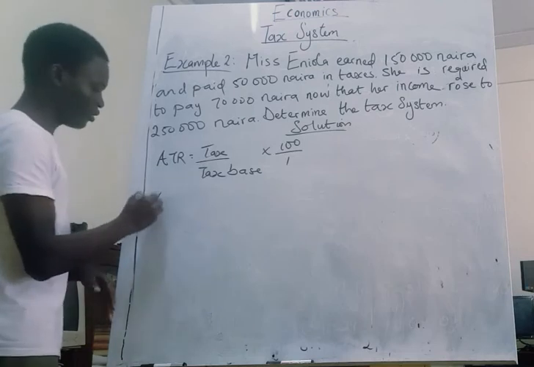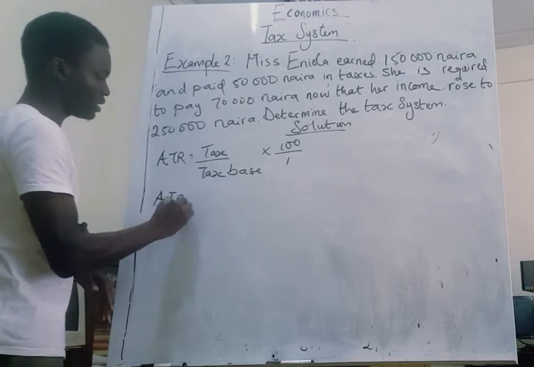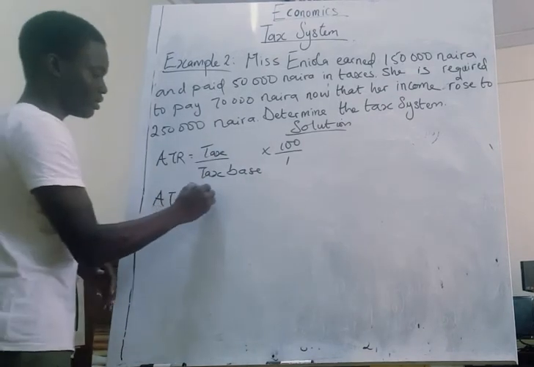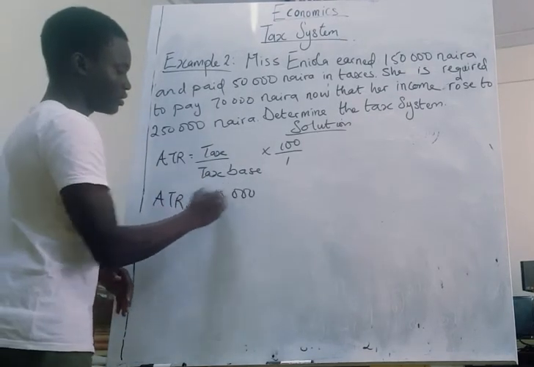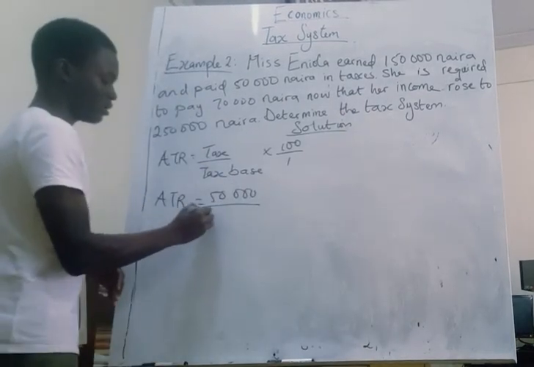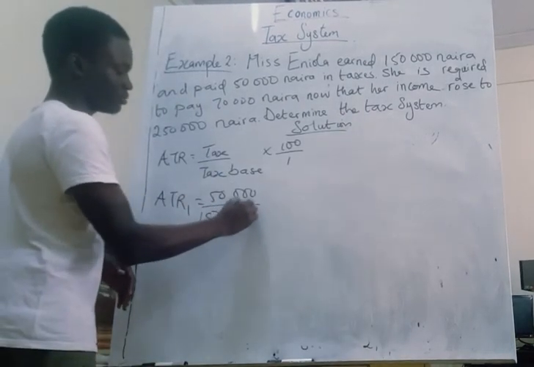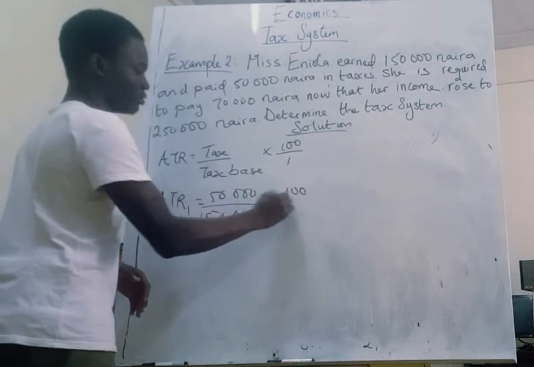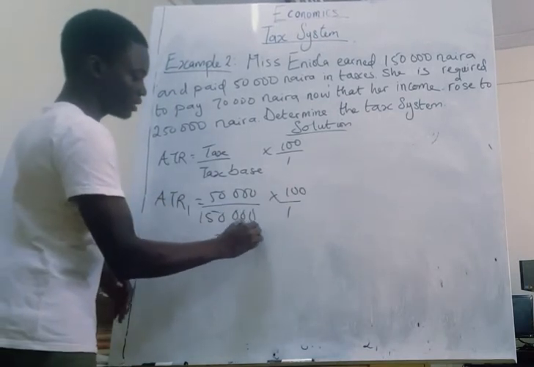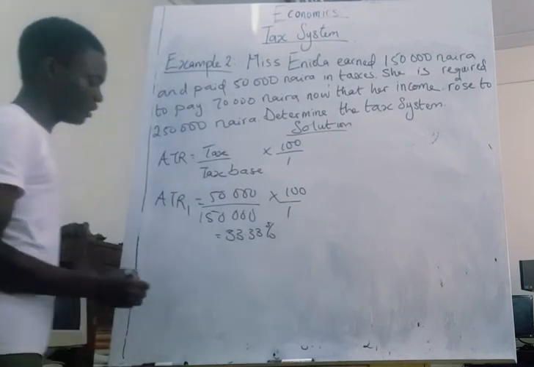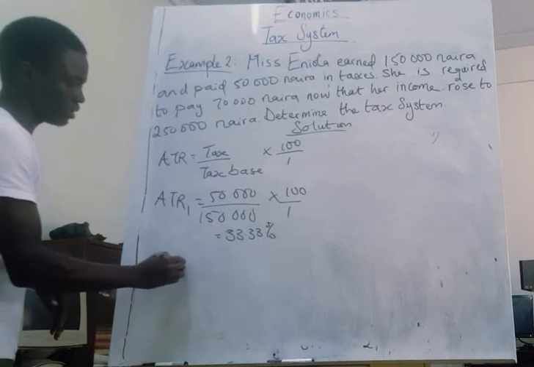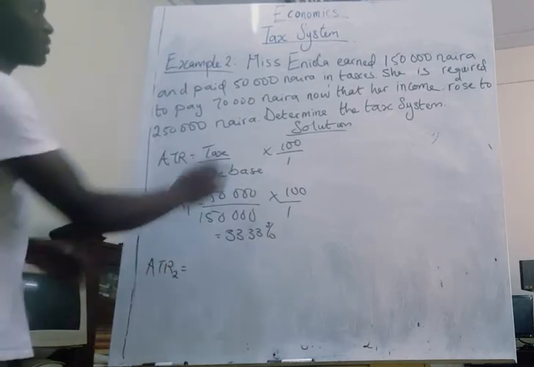So the first one, which is ATR1, equals what was the first tax she was paying? She was paying 50,000 naira, and her tax base then was 150,000 naira. Then multiplied by 100 over 1. So this gives us 33.33%.